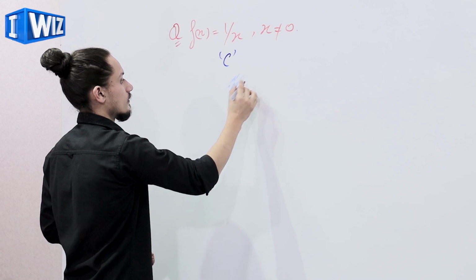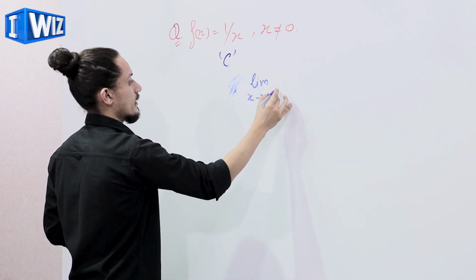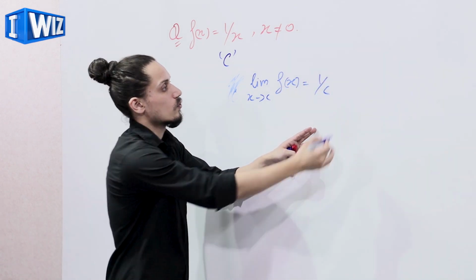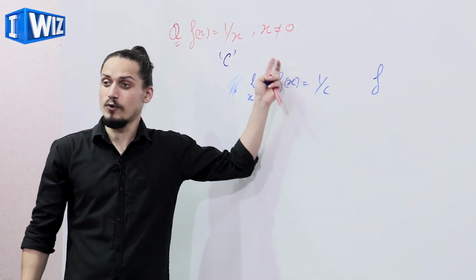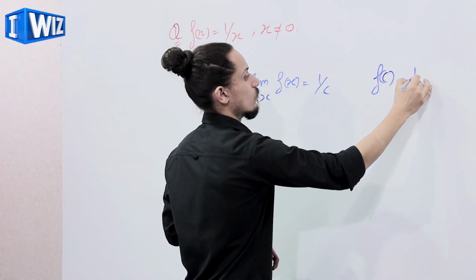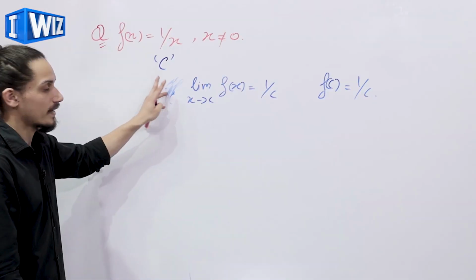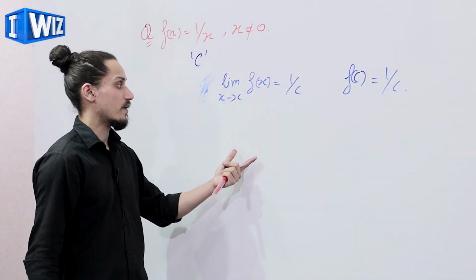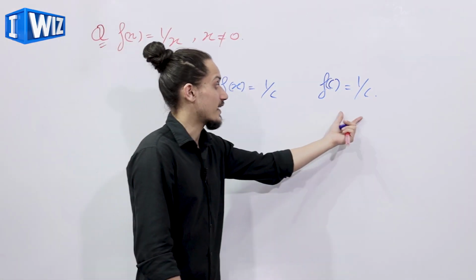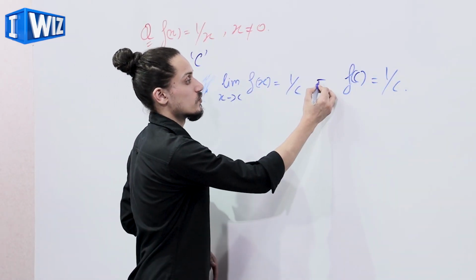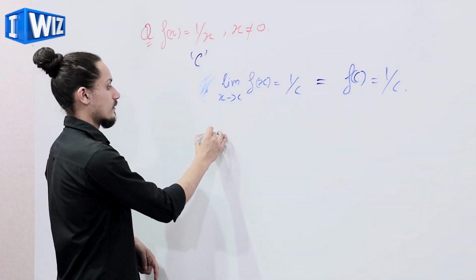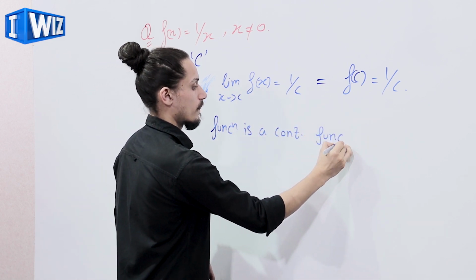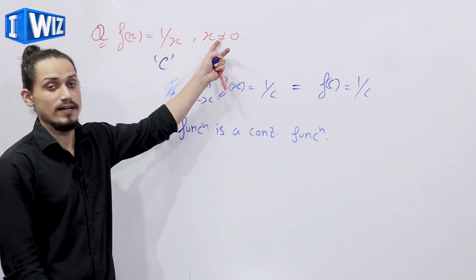So limit x approaches to C, f of x will be equal to 1 by C. So the value of this function at this point C will be equal to f of C is equal to 1 upon C. Now in both cases, we'll take any constant number C. We are given x cannot be equal to 0, so we can take any number from its domain, and we have checked its limit at C, and we have also checked its value at C. Both values are equal to each other, so we'll say this function is a continuous function. At what point? At every point except x is equal to 0.